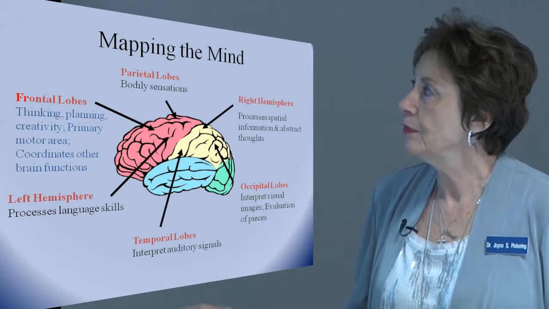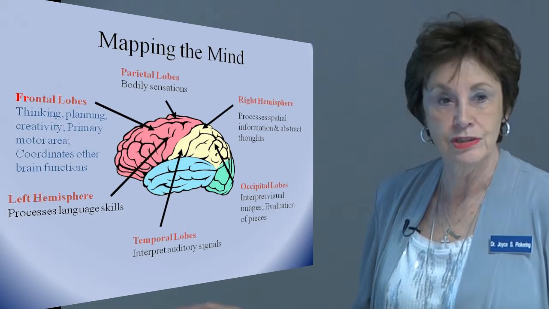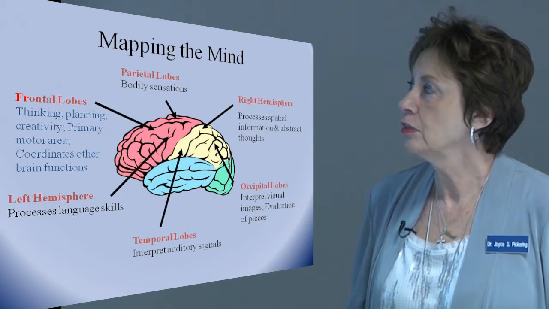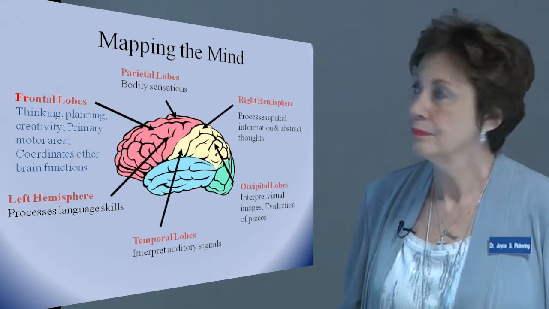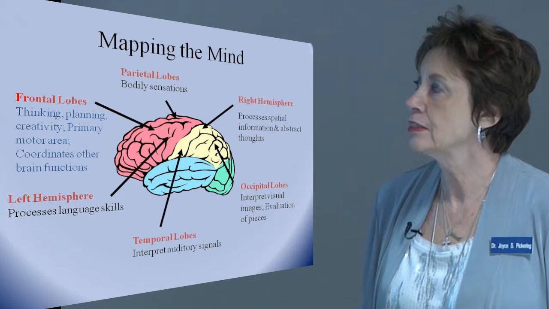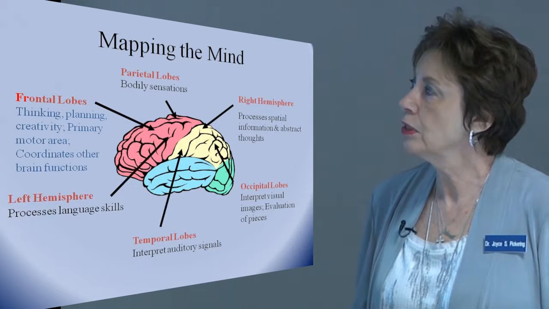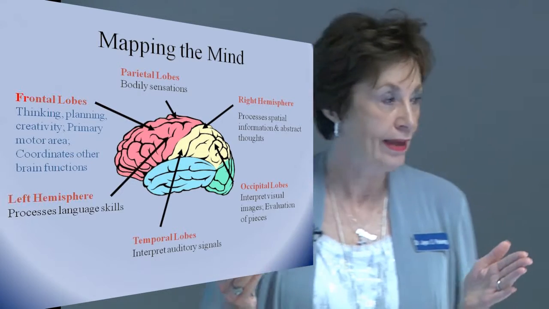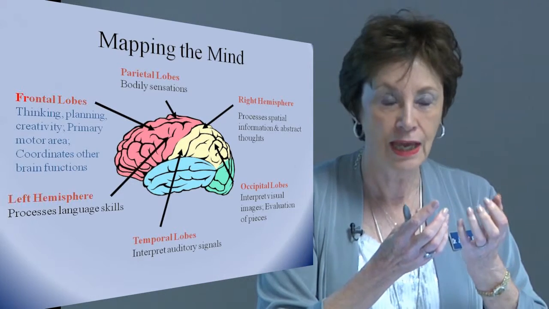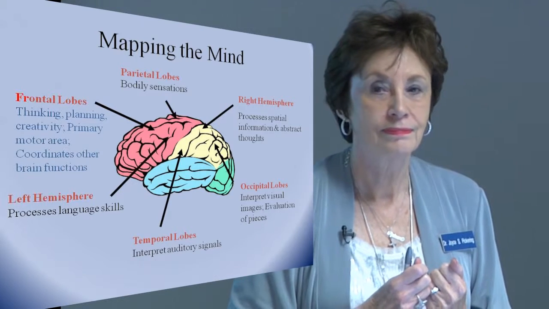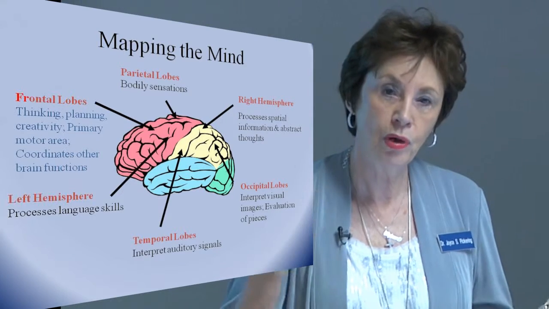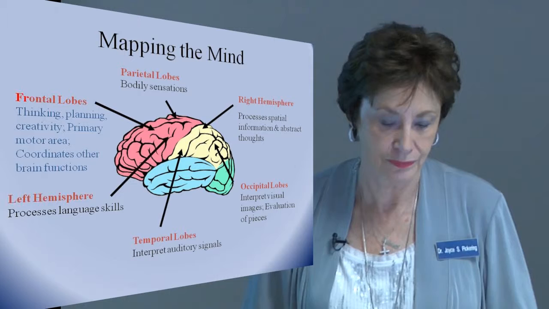The parietal lobes up here at the top, bodily sensations. Is it too hot? Is it too cold? Is this rough? Is it smooth? And the frontal lobes here behind our forehead, thinking, planning, creativity, primary motor area, coordinates other brain functions. I think of the frontal lobe as like a big switchboard in the brain that takes a lot of processed information from different areas and organizes it. That's where our executive functions are, putting together what we're processing and making sense of it.